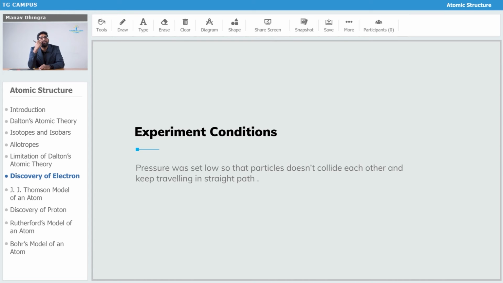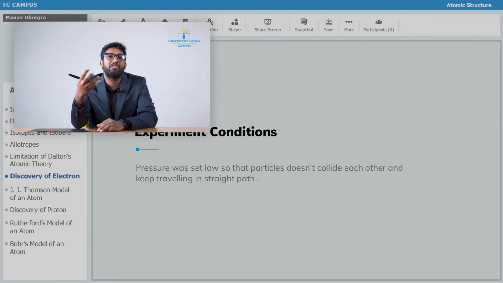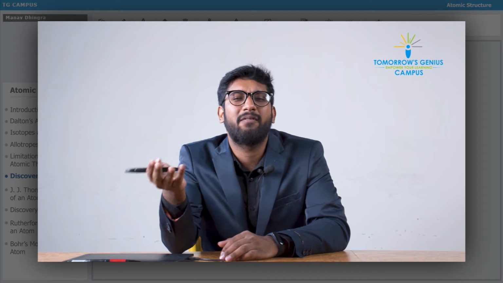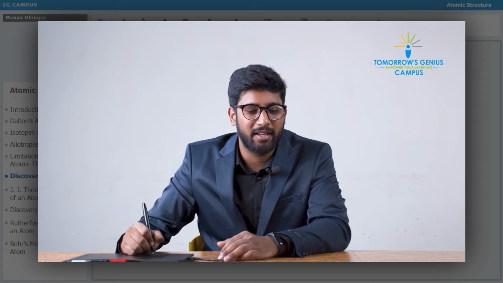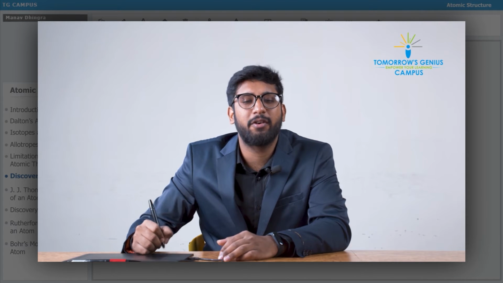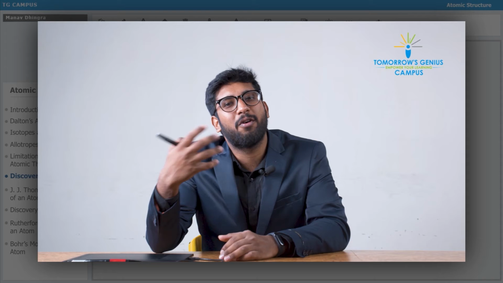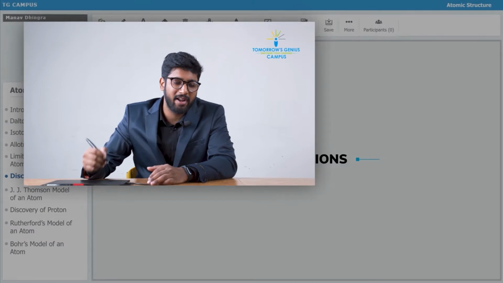The last condition of the setup was that the pressure inside the gas was low, and why, I have already told you, so that the particles do not collide with each other. Now we'll see what observations we made during the cathode ray experiment.